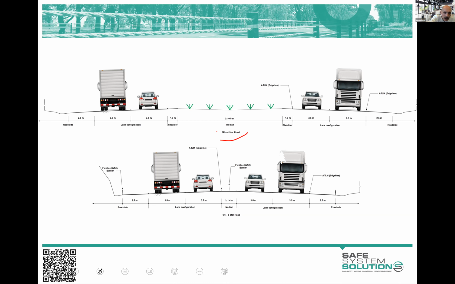But if you use an iRAP system or an AusRAP system, which star rates roads just the same as you star rate the energy rating on your fridge or your washing machine, we can star rate roads for safety. That road with a cleared area in the middle and roadside, which looks pretty good, is a 4-star road, so it's got some good safety to it.